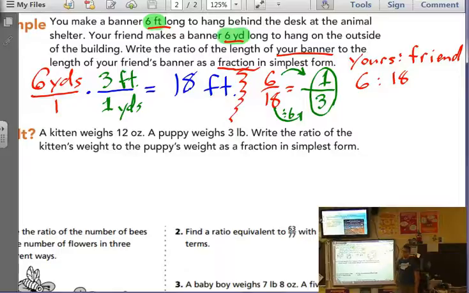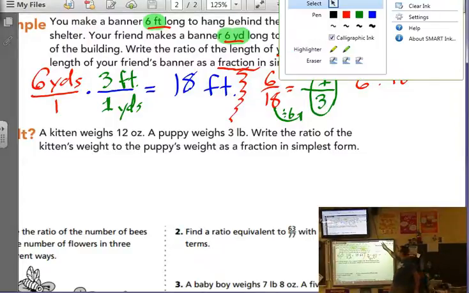Questions on what we did here? Converting yards to feet, setting up the ratio, reducing the fraction. Everything else from 1-1 make pretty much good sense?